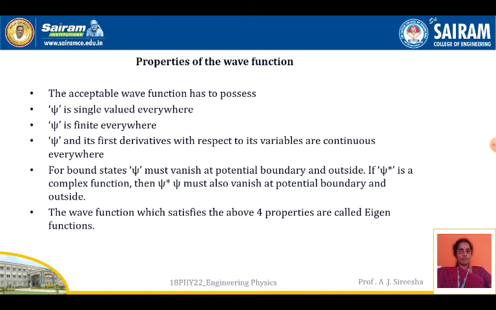That is, psi should be single valued everywhere, psi is finite everywhere, and psi and its first order derivatives are continuous. You know what is meant by first order derivatives: dx by dt is a first order derivative. Second order derivative means d square x by dt square. For a bound state, psi must vanish at the potential boundary and outside. If psi star is the complex conjugate, then psi star psi must also vanish at the potential boundary and outside. The wave function which satisfies all these 4 conditions is called an eigenfunction.